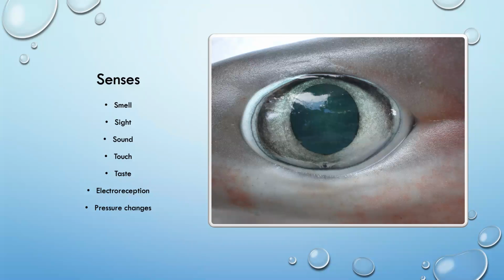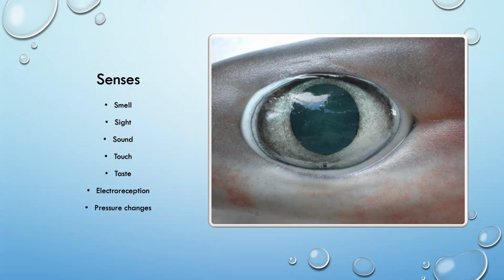And like cats, sharks also have something called the tapetum lucidum. We talked about that a little bit in the cat lesson, but it's that reflective layer that's inside their eyes. And so kind of how cats' eyes almost seem to glow sometimes, sharks' eyes do the same.